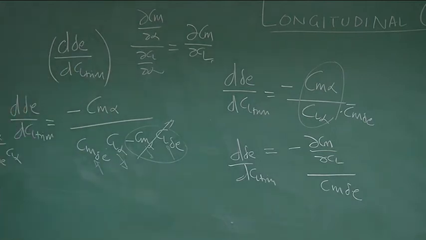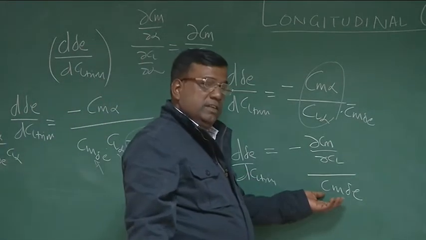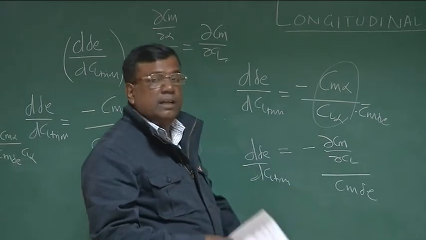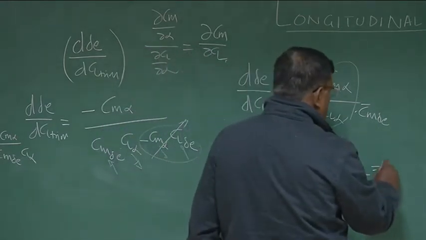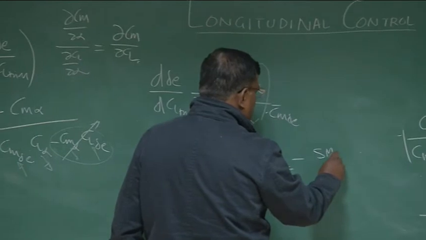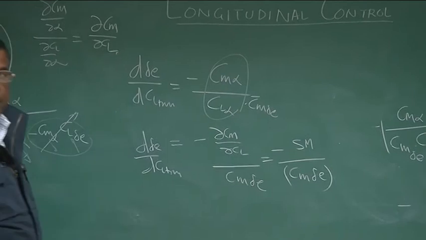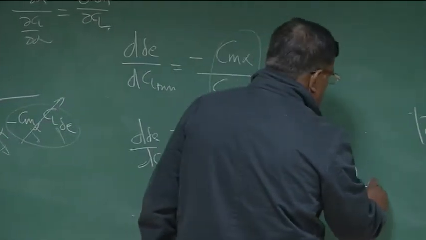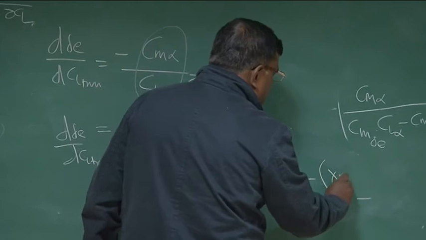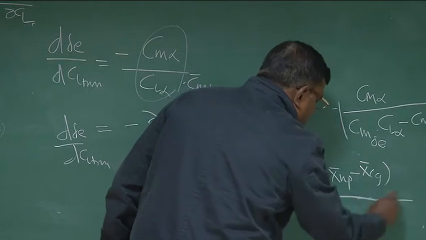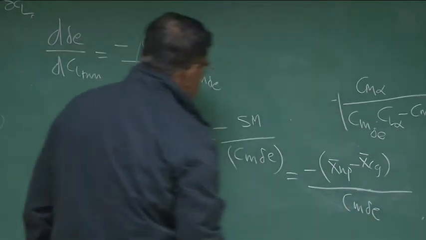How do I add value to this from a designer's perspective? See here, one thing I know is that if Cm delta is very large, this value will go down in absolute sense. What is dCm by dCl? Remember, we have derived dCm by dCl as minus static margin, which is nothing but minus xnp fixed, neutral point fixed, minus xcg bar, divided by Cm delta E.